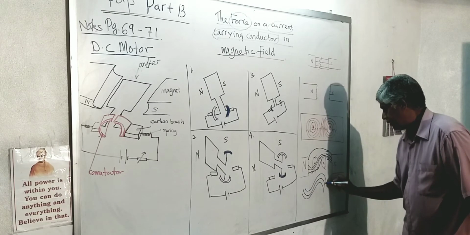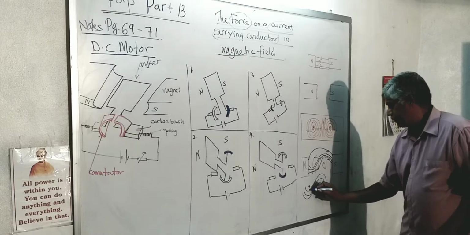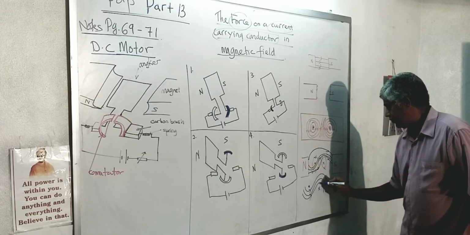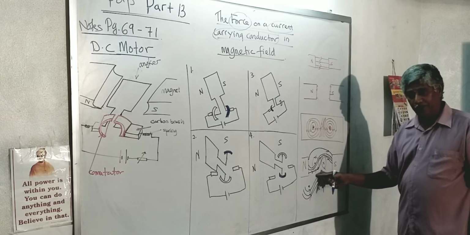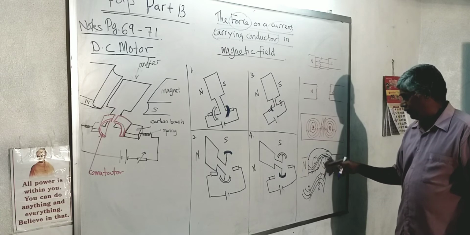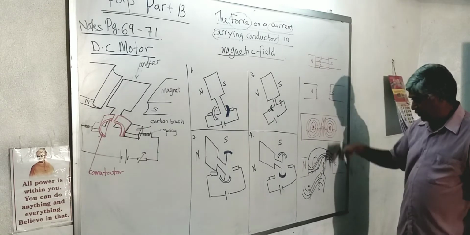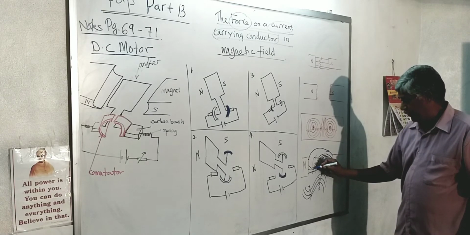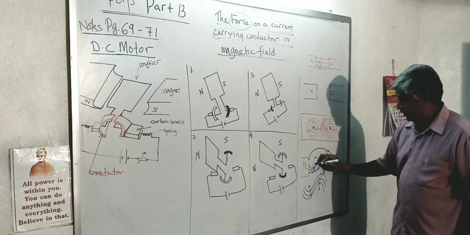Okay, so here the dot, here the cross. So the resultant field moves this way and this way. That means here more field, here more field. So here more field means the force will be from the stronger field to the weaker field, so the force is down here. Here stronger field, here weaker, so stronger to weaker is upward.